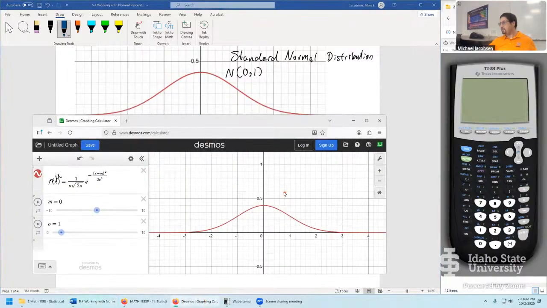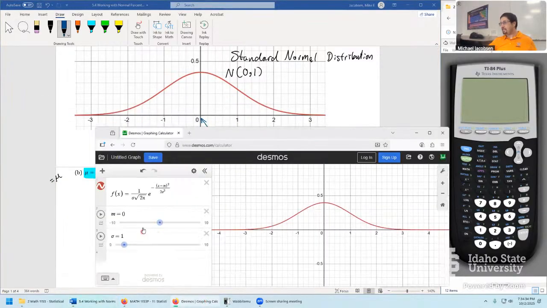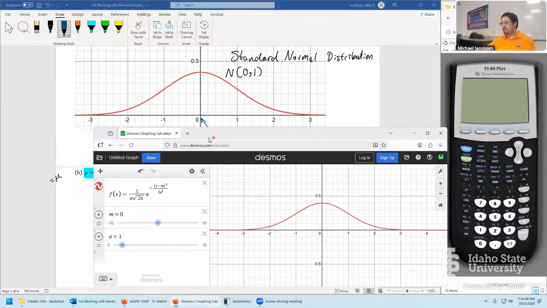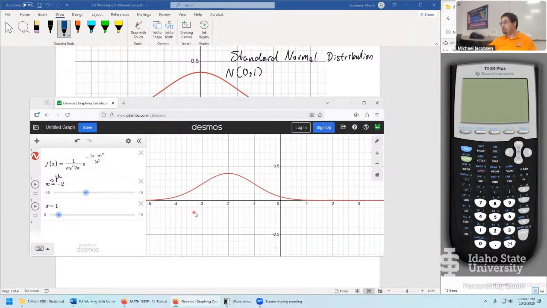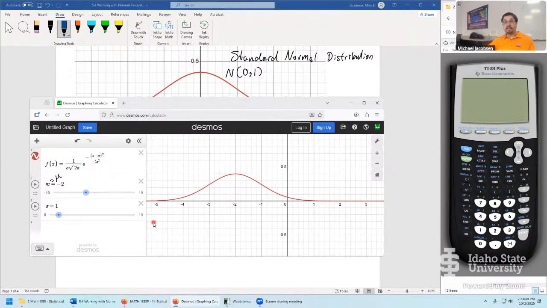Let me try to get things to fit a little bit better. M is the mu here. Oh, I don't want to move it too much. There we go. M is the mu that we're thinking of. So if we move it to -2, it does precisely what we should have expected. This is the new location, now centered at -2. The shape of the curve is entirely the same. It's just changing where the center was.